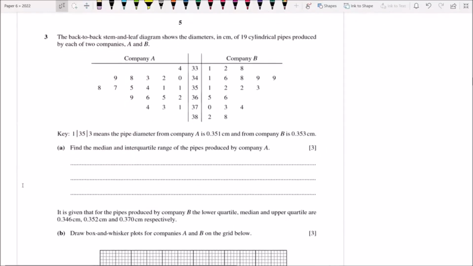Question 3. This is a back-to-back stem and leaf diagram showing the diameters of 19 cylindrical pipes. This is the key it's given. Find the median and interquartile range of company A.